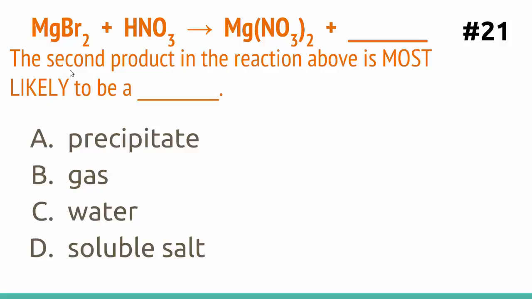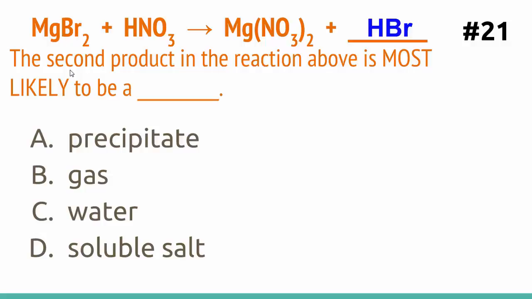21, the likely second product here will be most likely a precipitate, a gas, water, or a soluble salt. Well, what's the other product going to be? I've already taken the magnesium and the nitrate and put those together to make that product. What's the other product going to be? Well, it's going to be HBr, hydrogen with bromine. Hydrogen with bromine are those 2 nonmetals that are bonded through a covalent bond or maybe a polar covalent bond.